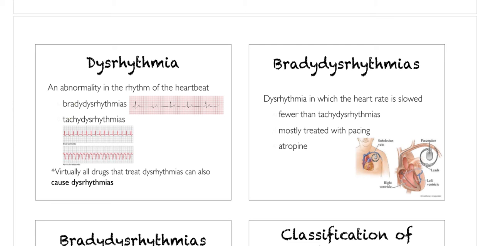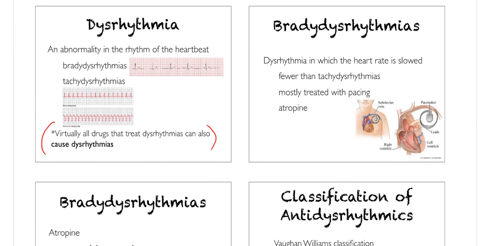Technically, anything below 60 is a bradydysrhythmia until proven otherwise, and anything above 100 is a tachydysrhythmia unless proven otherwise. And what's important for everyone to remember is that virtually all drugs that treat dysrhythmias can also cause dysrhythmias. So the medication that we give to treat bradydysrhythmias, because we're trying to amp up the heart rate, could lead to a tachydysrhythmia and vice versa.